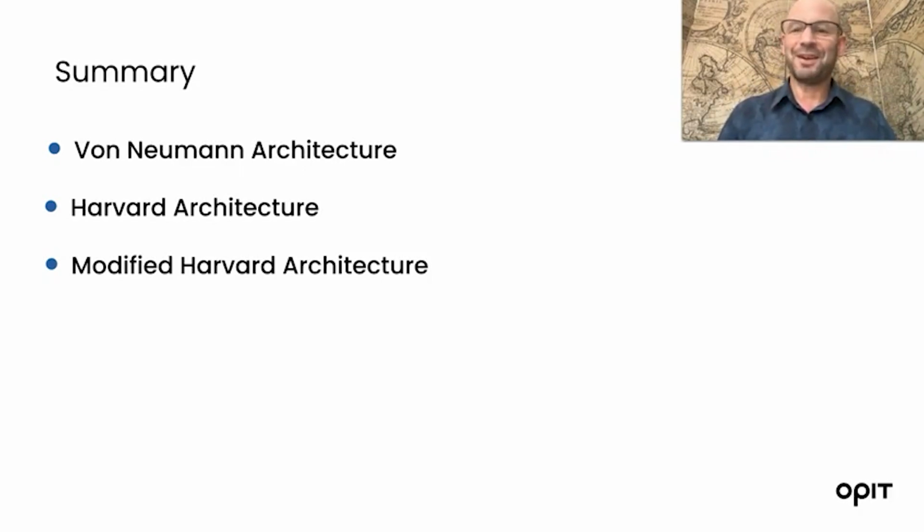And just to summarize then, we talked about three things. We talked about the von Neumann architecture, which has one memory space. Then we talked about the Harvard architecture, which has two memory spaces, one for data and one for instructions. And then the modified Harvard architecture, which allows a little bit of data to be stored in the instruction memory just to more optimize processor usage. And most modern architectures use the modified Harvard architecture.